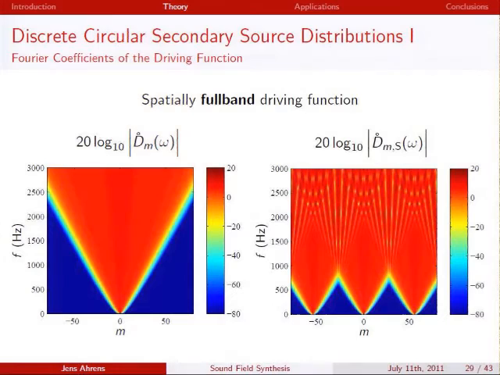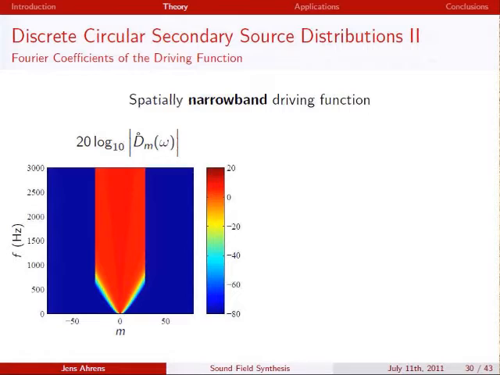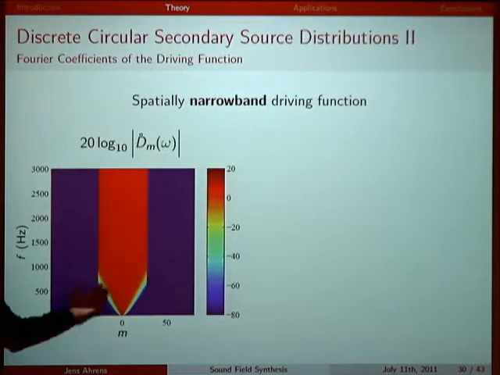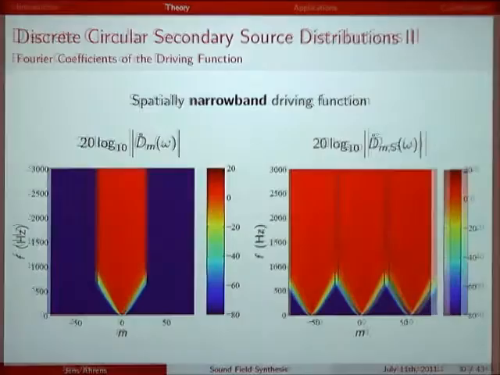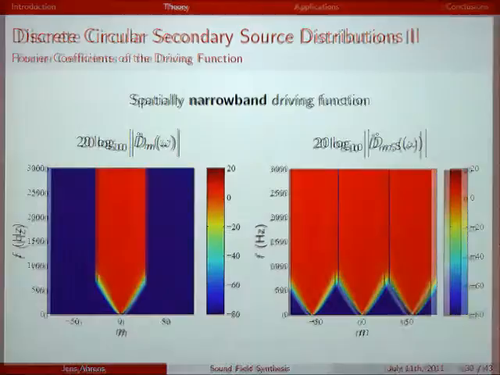And then the continuous driving function may look like this. We just decided here to sum only from minus 26 or minus 27 to plus 27, because if you then sample this driving function, the repetitions will not overlap and there will be no interference. And the baseband will be uncorrupted. And this has, of course, significant impact on the synthesized sound field that I will illustrate in a minute.